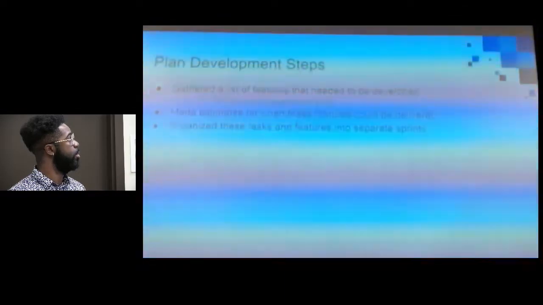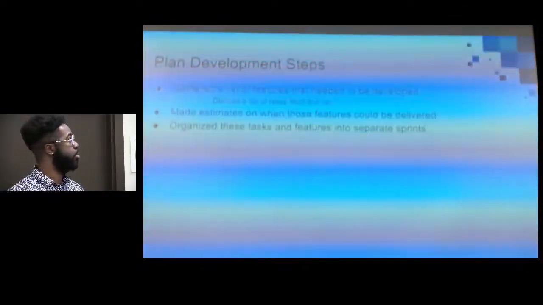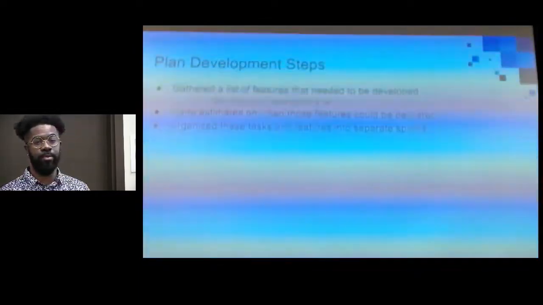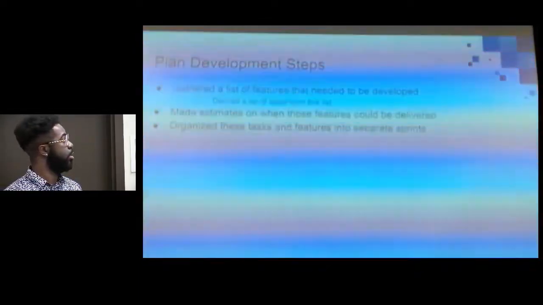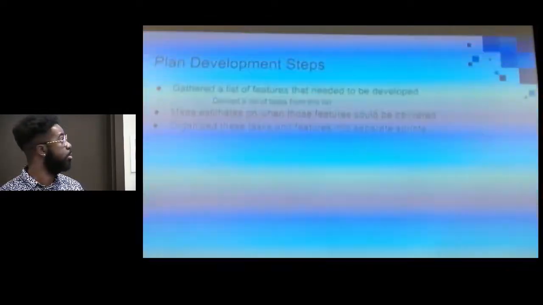To create features and tasks using our process, we met up and would sit down and come up with a list of features that we needed for the MVP. We broke those features down into separate tasks and planned those into separate sprints. And then we made estimates for those tasks in those sprints. And then we continued to develop.